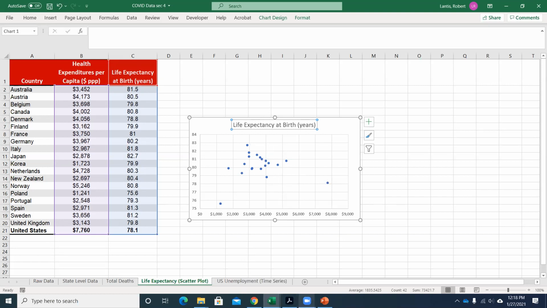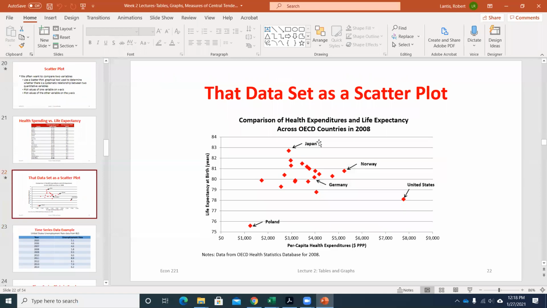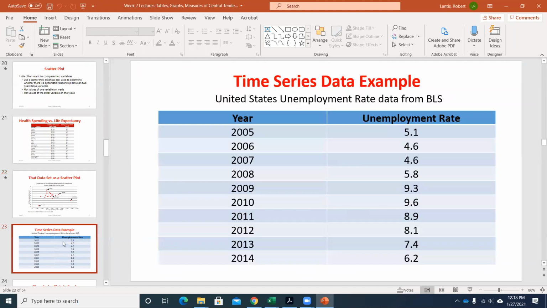Interestingly enough, this is an interesting example. If we look at what these countries actually are, notice there's an outlier here where this country is spending by far the most on their health, but their life expectancy is second worst of these OECD countries. So that's kind of interesting. That would warrant a much longer discussion, but this is a fun little data set to play around with.